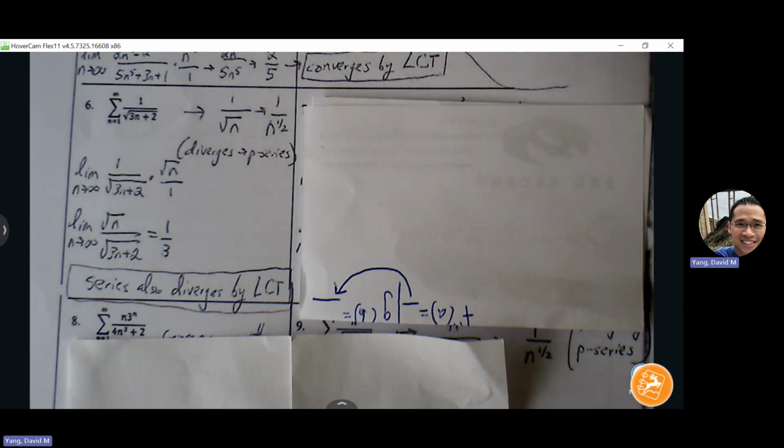All right, try number 7. Sure. Yeah. Why would it be 1/3? Because on the bottom, the coefficient of n is... Oh, sorry. You're right. It's 1 over square root of 3. Thank you.